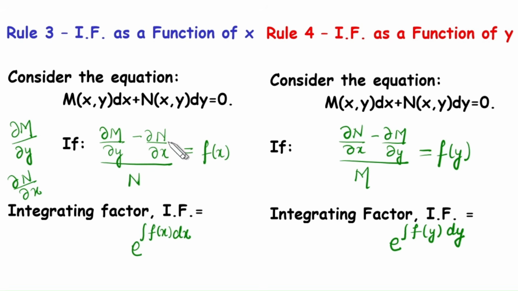So note that if we take the difference of the partial derivative of N with respect to x from this term, in that case we need to divide by N, and this results in a function of x only. In the other case, we are dividing by M and it results in a function of y only. And then we accordingly write the integrating factor.